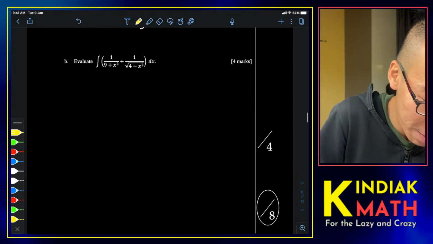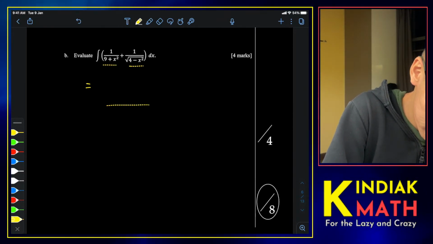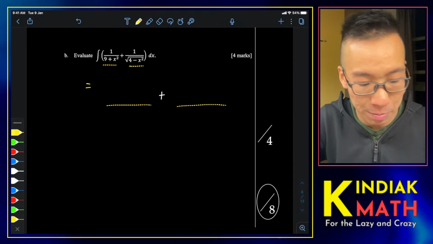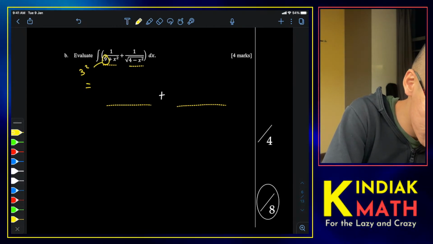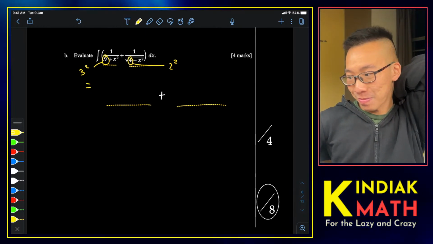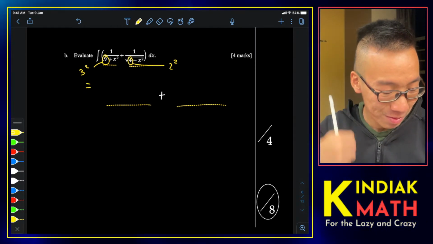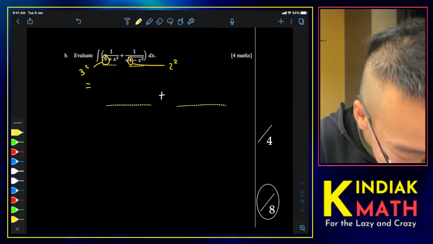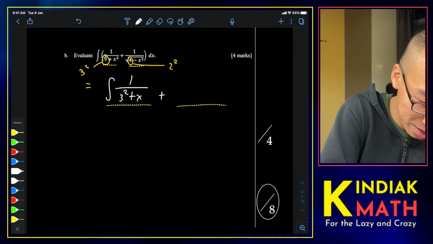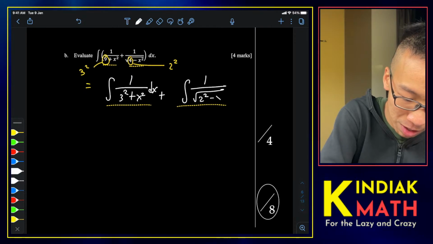Now, for the second term here, we once again want to do term by term integration, like this. But the important insight, as some of you might be aware, is that this guy here is 3 squared, and this here is 2 squared. Okay? So, yeah, I'm actually not using the math table, so that's that. Okay, so the first term is to integrate, we're just going to do it this way. 3 squared plus x squared. While the second term is to integrate 1 over square root of 2 squared minus x squared.